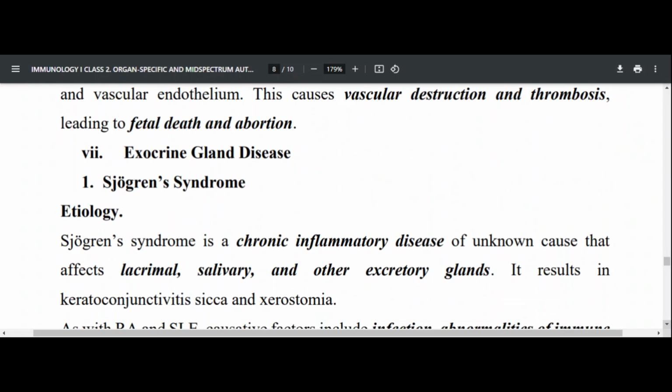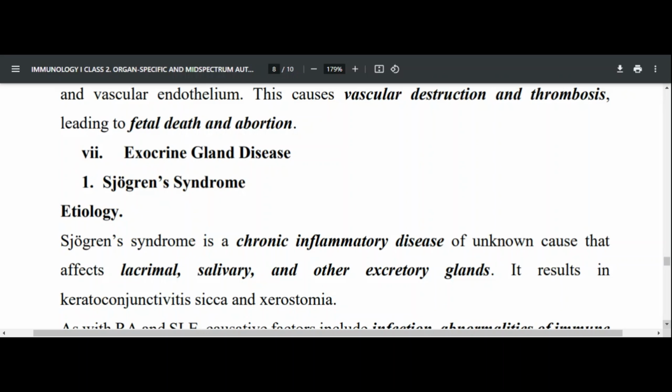And so finally, we have the last one in this presentation. It is exocrine gland disease. Apart from the endocrine ones that produce hormones, now we are going to look at exocrine gland autoimmunity. The first one that affects exocrine glands, for example the lacrimal gland and salivary gland, is called Sjogren syndrome. Sjogren's syndrome is also a chronic inflammatory disease that causes lacrimal and salivary gland problems.